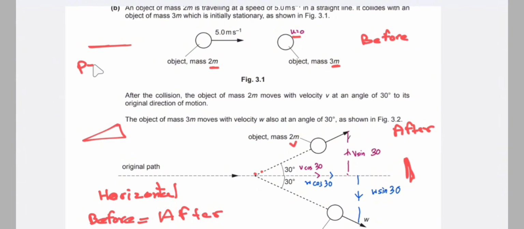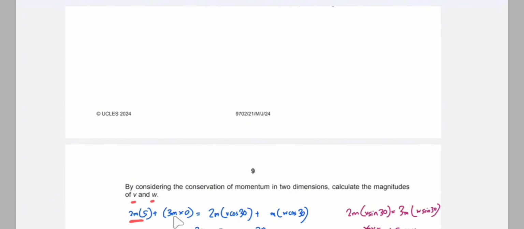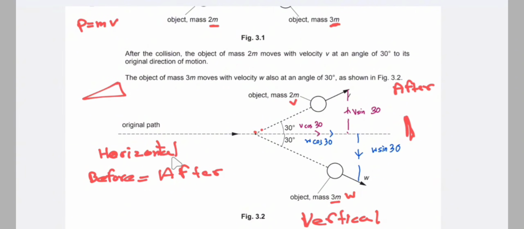We know that momentum is equal to mass into velocity. So mass into velocity before collision, that is 2m into its velocity, that is 2m into 5, plus 3m into 0, since the 3m is at rest. So before collision, the 3m mass is at rest, so the velocity is 0. Then after collision, we are now considering the horizontal direction. So after collision in the horizontal direction, the 2m is moving at a velocity of v cos 30.